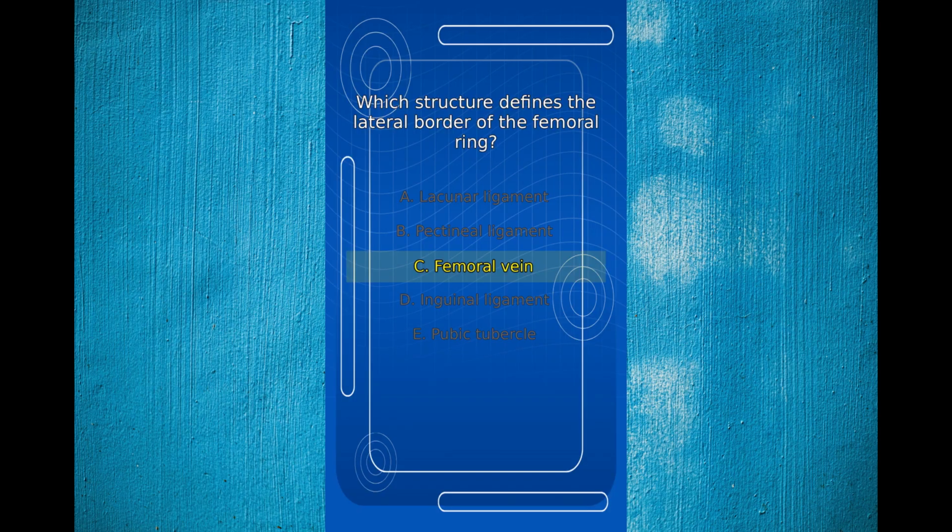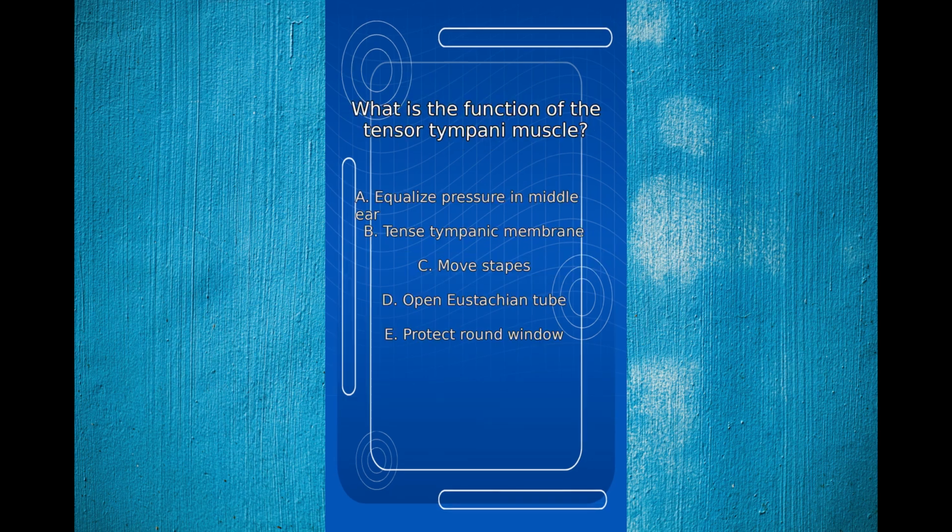The correct answer is C. Femoral vein. The femoral vein lies lateral to the femoral ring. What is the function of the tensor tympani muscle?